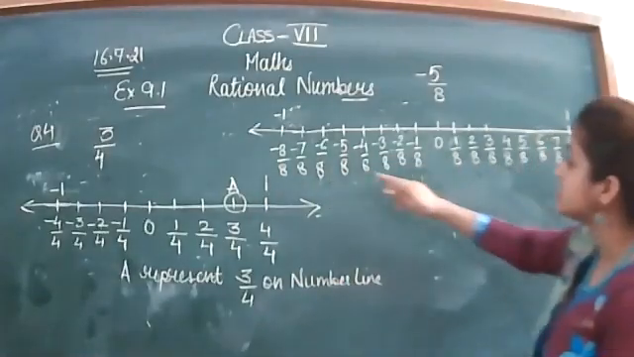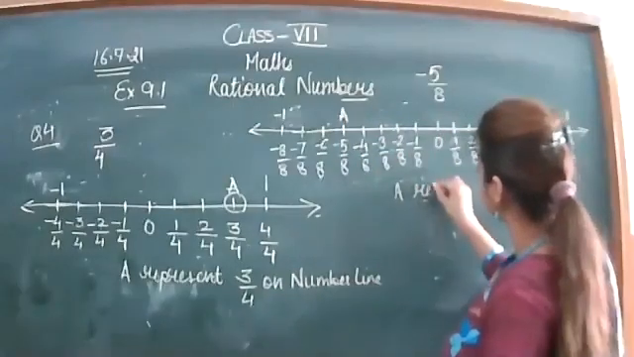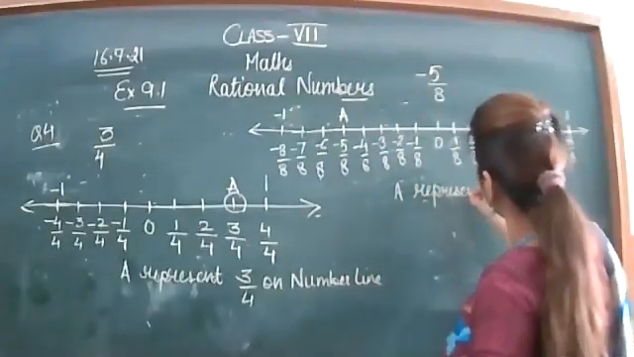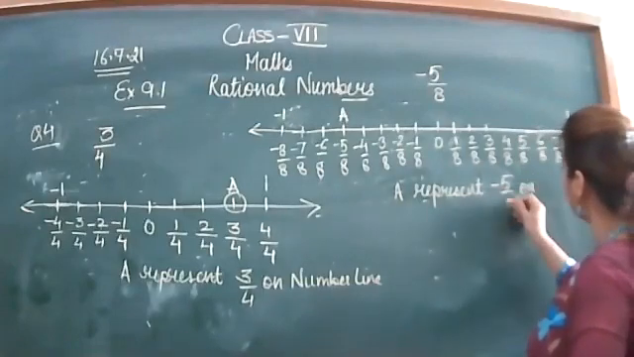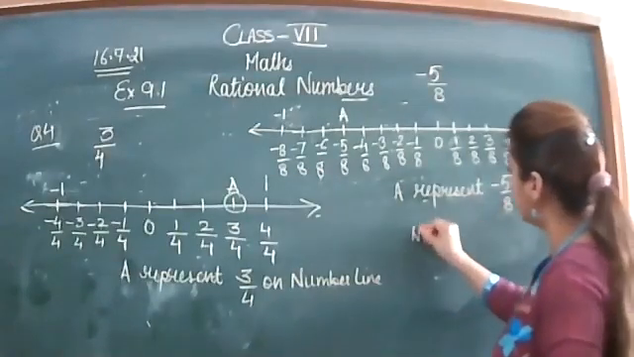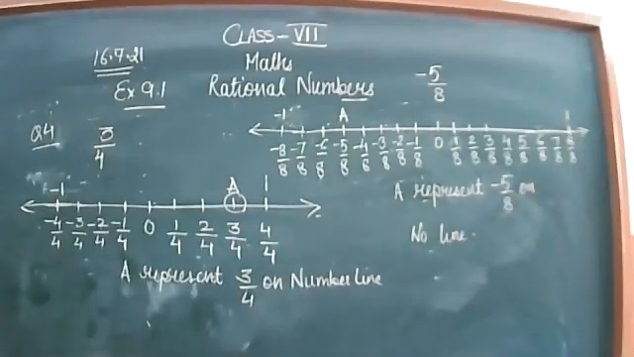And our answer is this. So you will name it A. A represents minus 5 by 8 on number line. Any problem, beta? Any doubt? Sanya, is it okay? Is it clear?